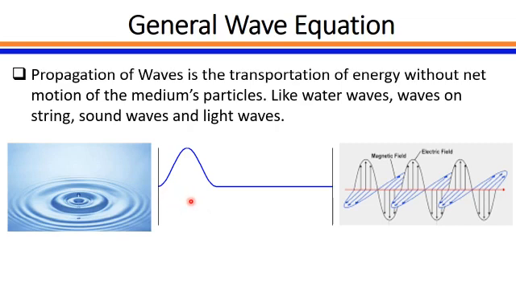So for any waves, there must be a waving parameter that will be changed with respect to time and position. For example, in case of water waves, displacement will be changed with respect to time and position. Here in case of string, the displacement is changing with respect to time and position. The difference between the two is that here we have waves in 2 dimensions, while here we have waves in 1 dimension.